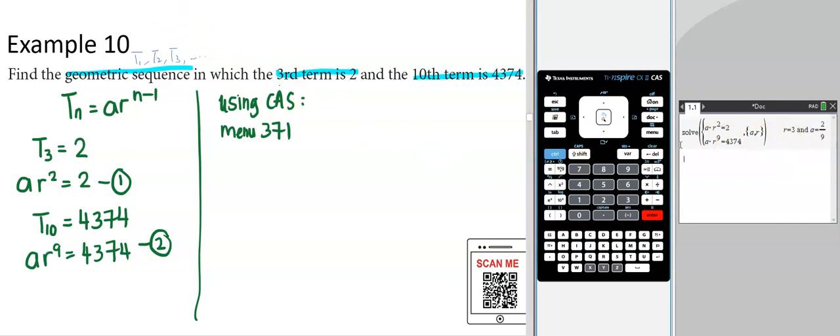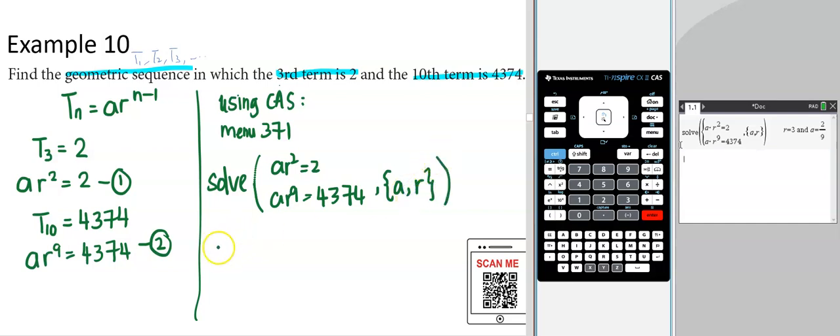So right now you just have to write down: you solve AR to the power of 2 equals 2, AR to the power of 9 equals 4,374, and comma, what you're looking for, A and R. And at the end your A is 2 over 9, your R is 3.